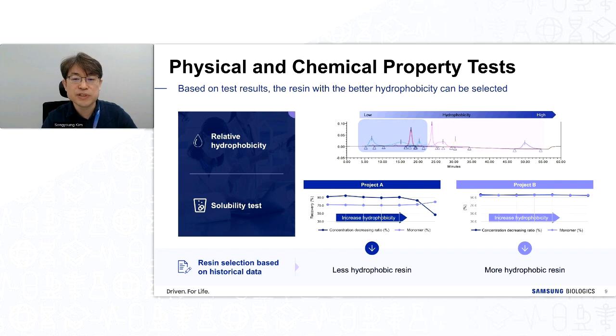In the case of Project A, because the concentration declines toward the higher level of hydrophobicity, we can find that the molecule has relatively greater sensitivity to hydrophobicity, prompting consideration for the weak hydrophobic condition in chromatography. Therefore, we can get an insight to select the right resin and operational chromatographic conditions using our historical data.